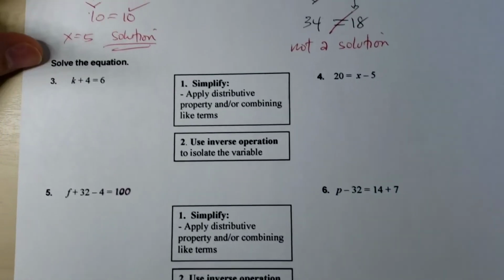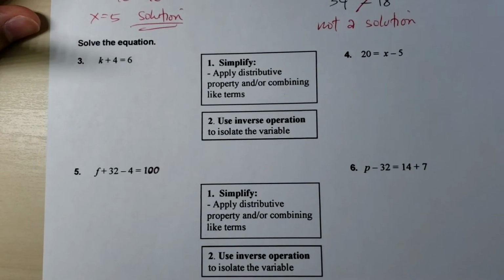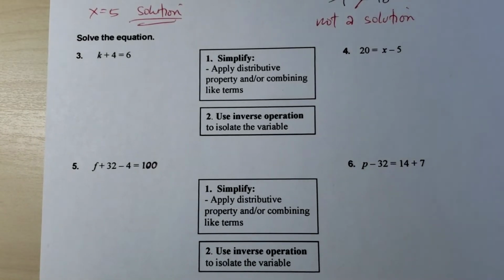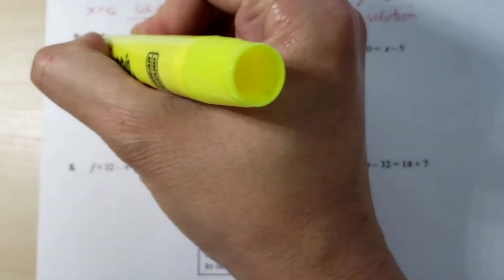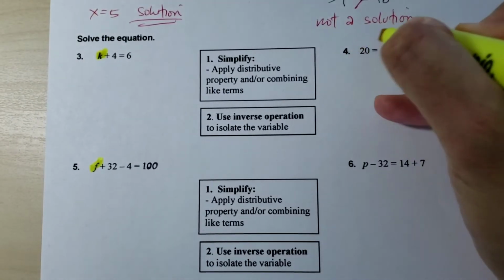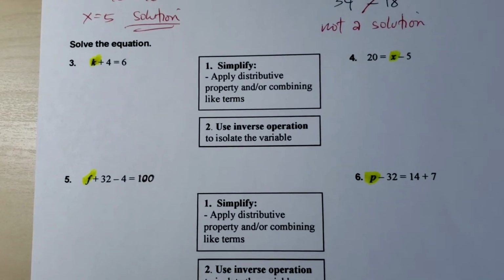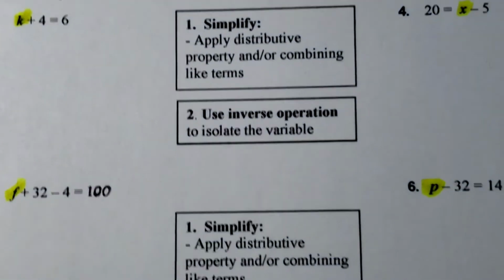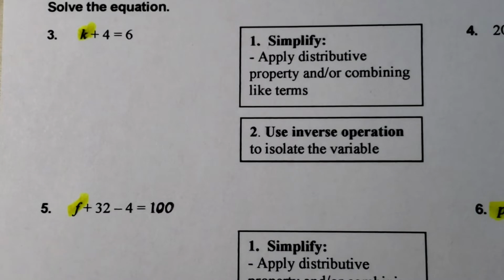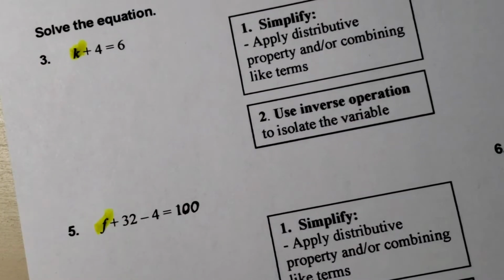Okay. Now, let's try this out. Let's do it fast, okay? All right, so first thing we do, number 3. Remember, I'm going to highlight all the variables first. The K, the F, the X, and the P. I'm going to zoom in for a minute. Here we go. Well, hopefully that's clear. All right, so let's solve for letter number 3.